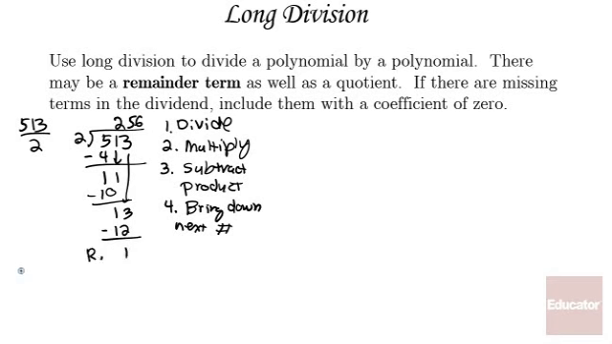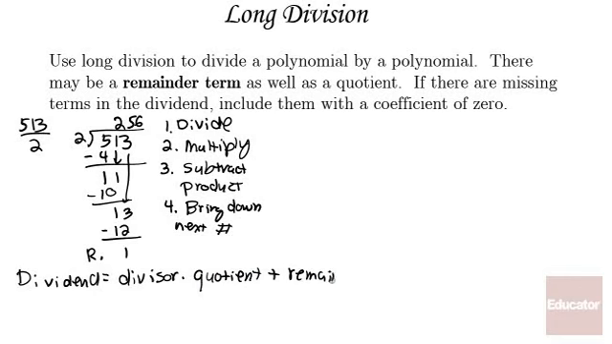Remember that you can always check your answer by realizing that the dividend equals the divisor times the quotient plus the remainder. Looking at this with these numbers, my dividend here is 513. So it equals the divisor, which is 2, times 256, plus the remainder of 1, which equals 513. So that checks out.